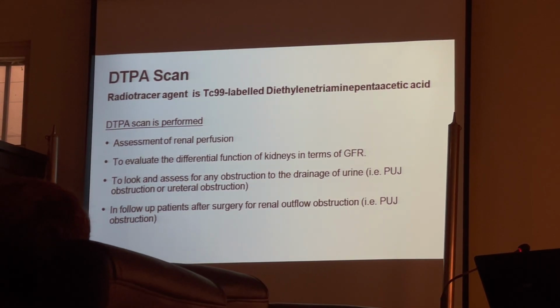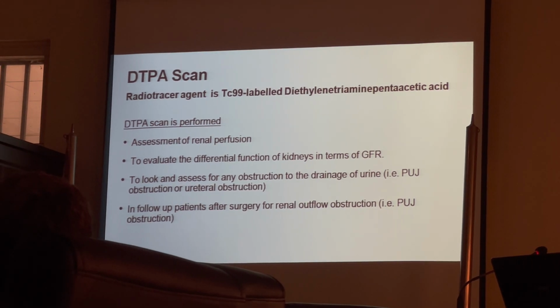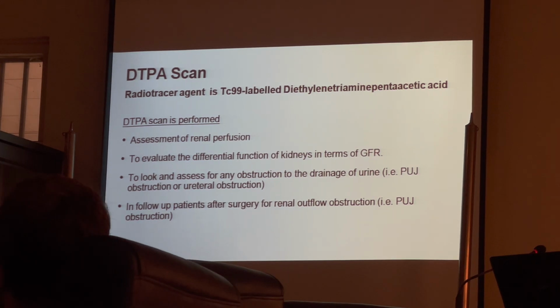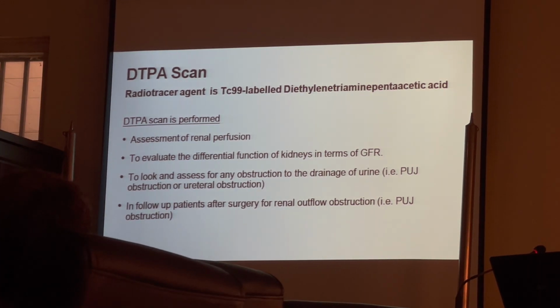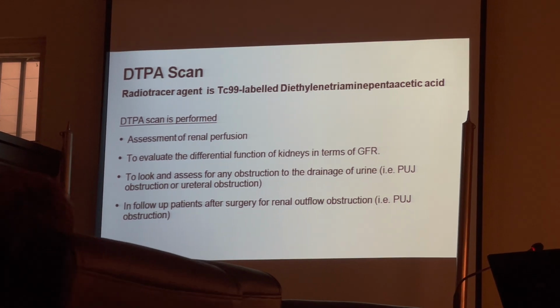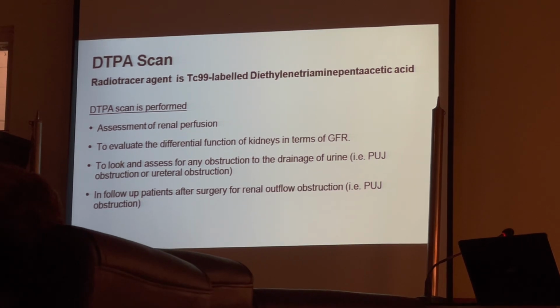To look and assess for any obstruction to the drainage of urine, for example, PUJ obstruction or ureteral obstruction. One is labeling the presence and the other is degree of obstruction. In follow-up patients after surgery for renal outflow obstruction like PUJ obstruction, when pyeloplasty is done, the patients are followed with the DTPA scan.